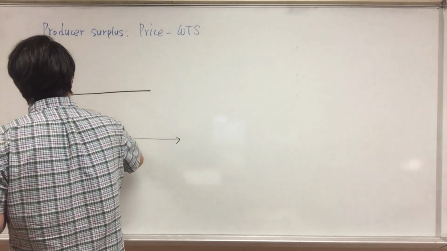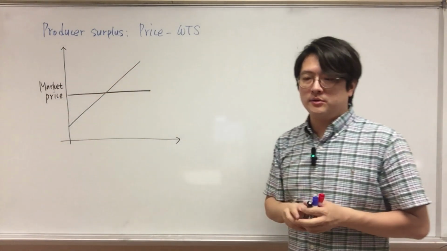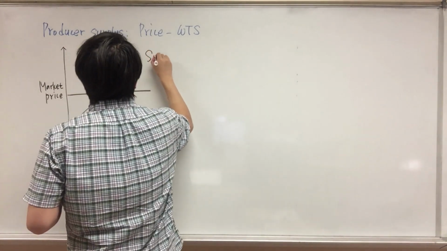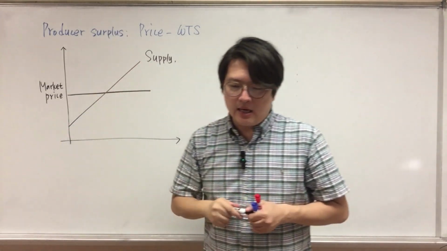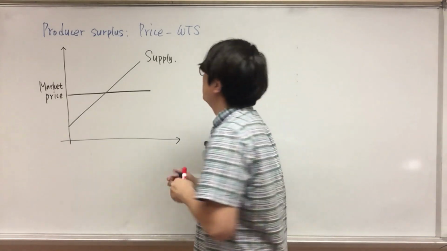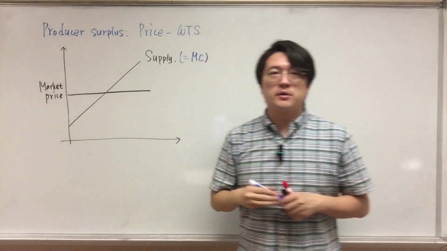The supply curve will be like this, right? Do you agree? This one is the supply curve. Okay, so as you know, the supply curve is the marginal cost curve. Okay, marginal cost curve, correct?